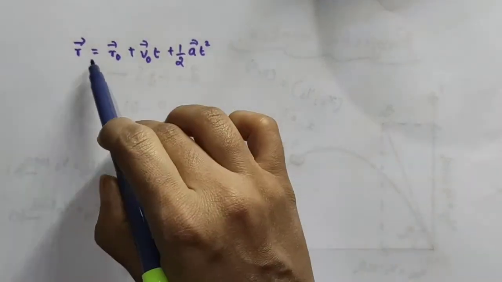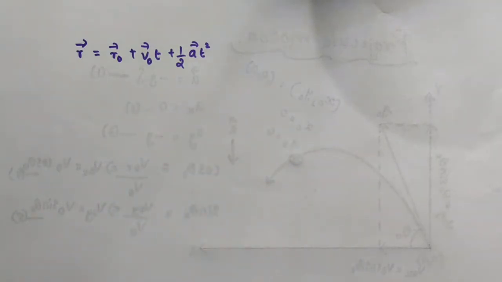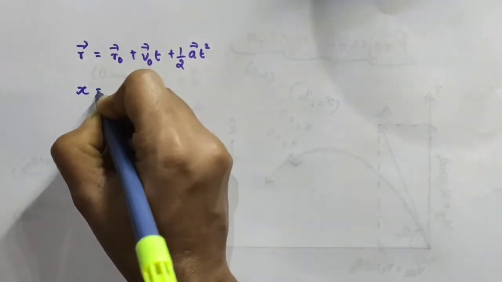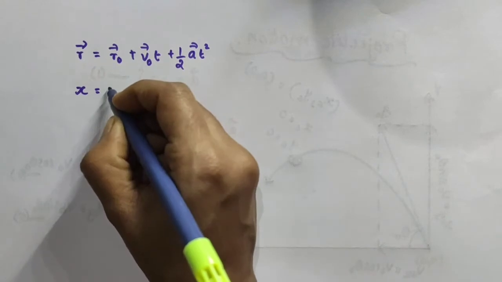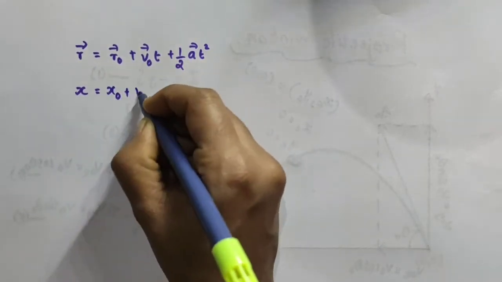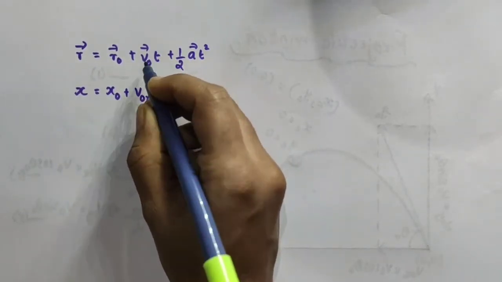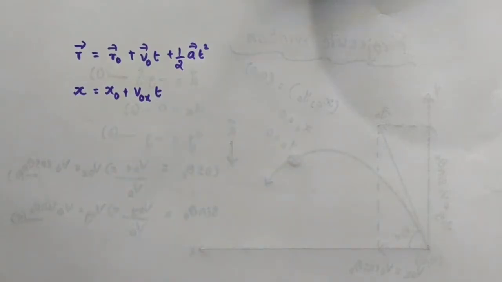Okay, so here vector r is actually the position vector. So there will be one x component as well as a y component. So we can write the x component, that is x, as what? x0 plus v0x, the x component of this velocity, into time t.